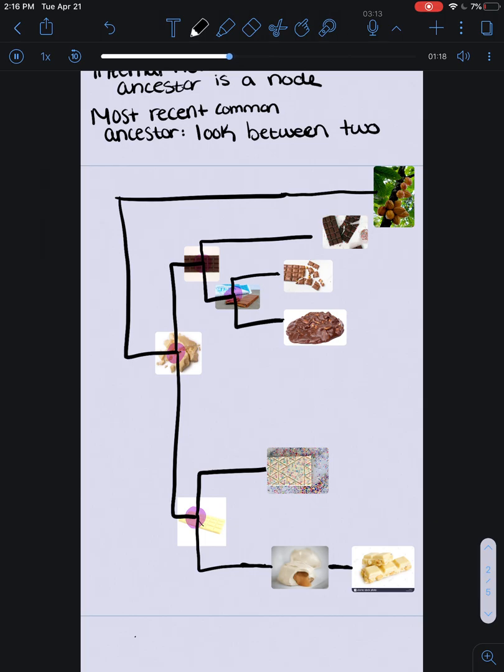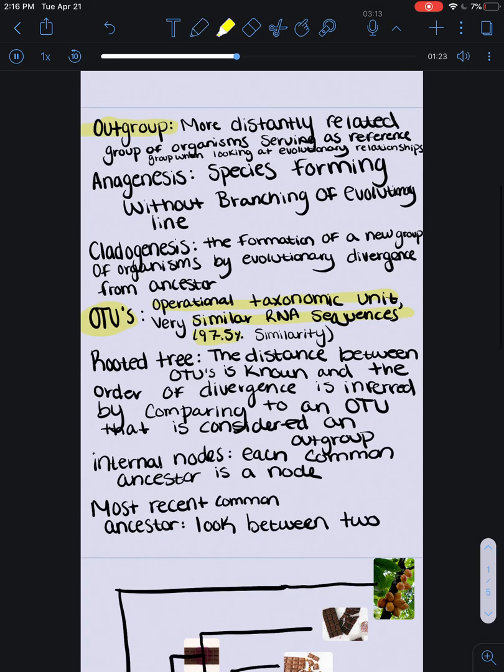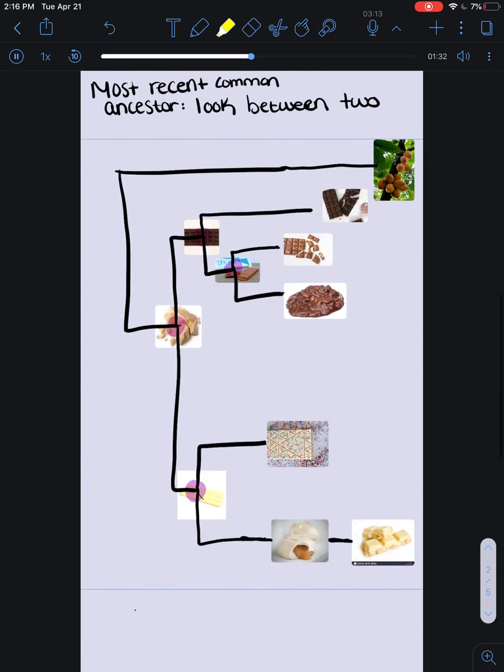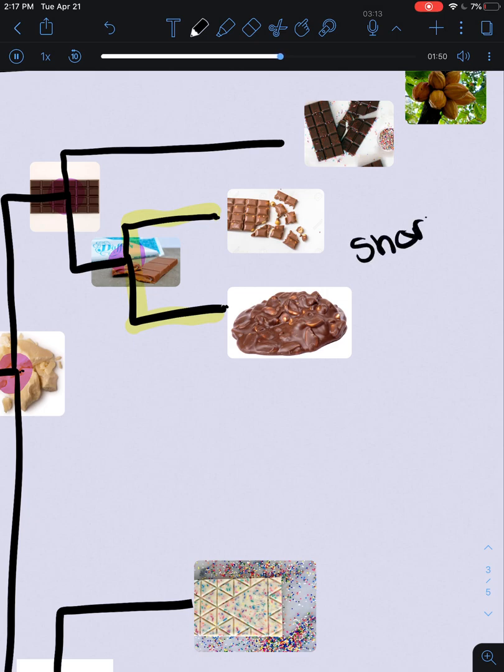Now, what kind of phylogenetic tree is this? Well, it is a rooted tree, and that is because the distance between the OTUs is known, and the order of divergence is inferred by comparing to an OTU that is considered an outgroup. So we have our outgroup, the cacao tree, and we have all of our OTUs, and the lines show how related they are. If we were looking at the two dark chocolates with nuts, we can see that the lines, when stemming from the caramel chocolate, are very short, and that's because they're very closely related.